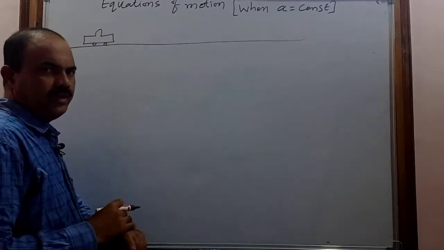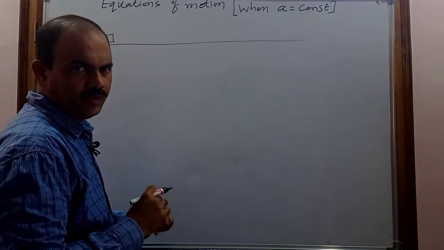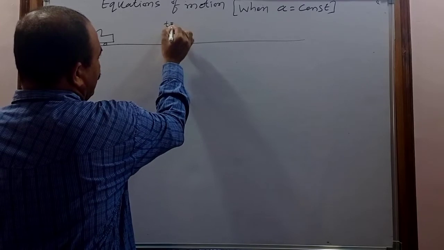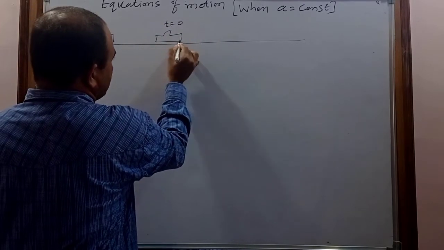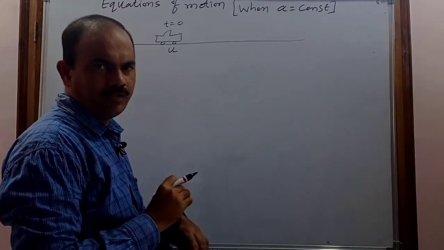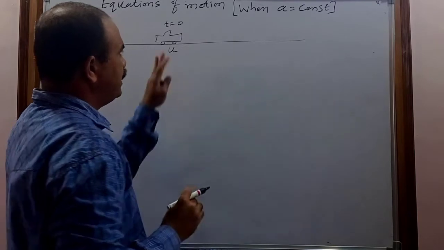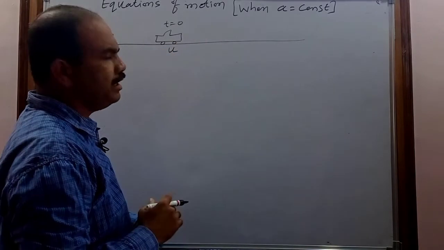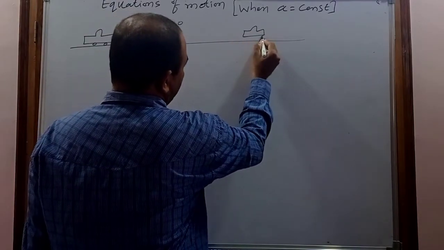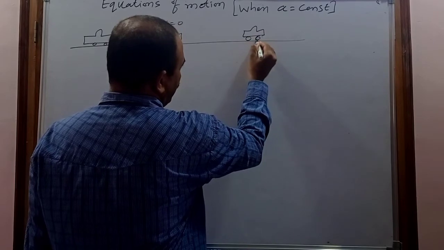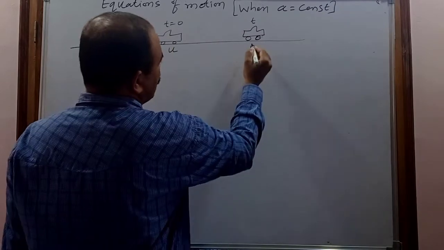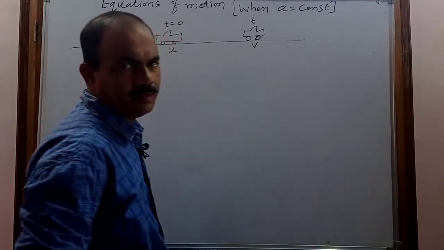Now when you start your timer, the time will be 0, and at that time the velocity of the body, the car, will be considered u. After time t, when you stop the timer, that time will be considered t, and at that time the velocity of the body will be considered v.